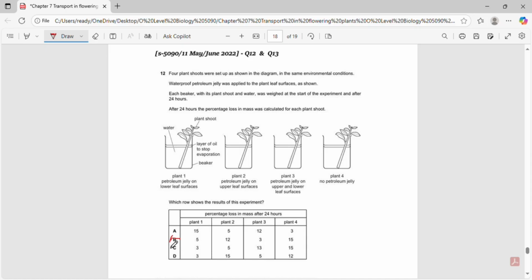which are on the lower surface. Blocking the lower surface in plant 1's case reduces water loss a lot, blocking the upper surface in plant 2 reduces it a little, while blocking both surfaces as in plant 3 reduces it the most, and no blocking like in plant 4 results in the highest water loss.